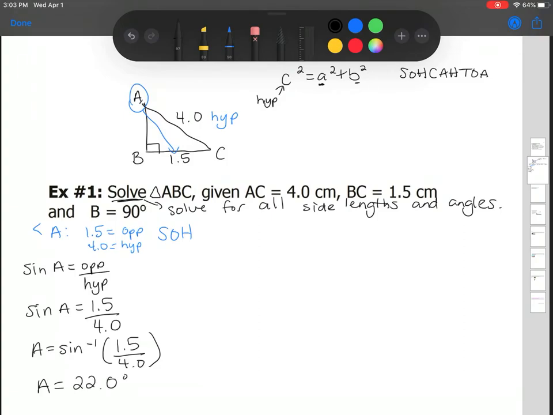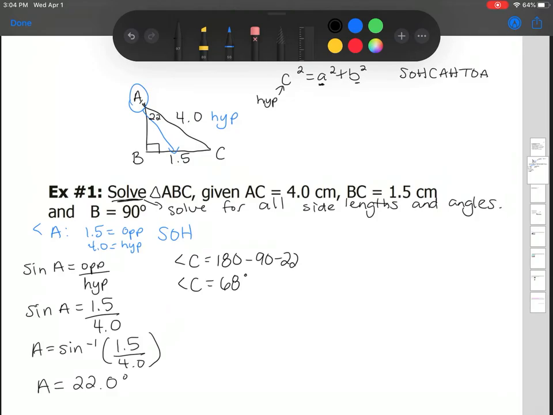Okay, so that is angle A. So now if you want to go back up into your triangle and put in what angle A is, because that can help you. So now when we solve for angle C, then you can actually do a shortcut, right? Because all of the interior angles need to add up to 180. So 180 minus 90 minus 22 gives us 68.